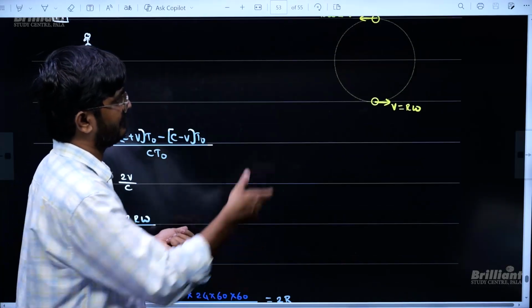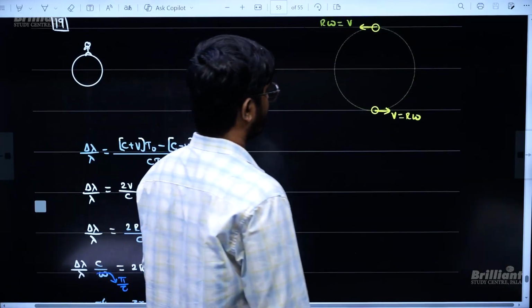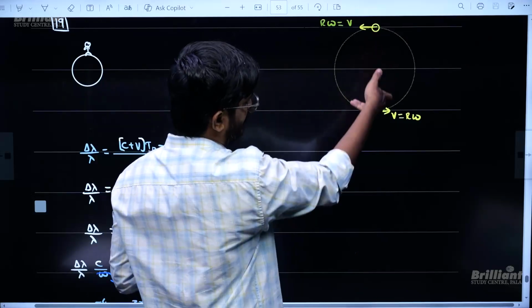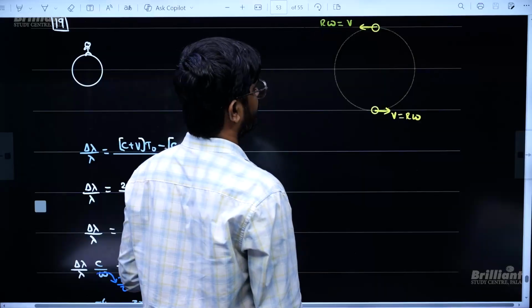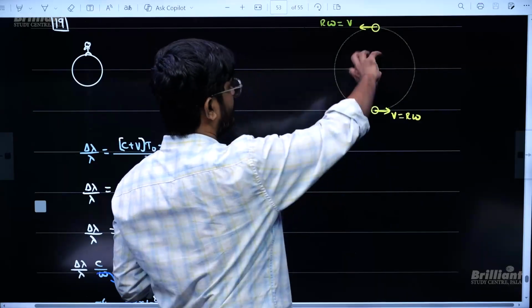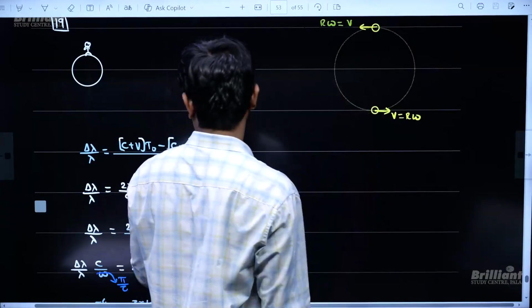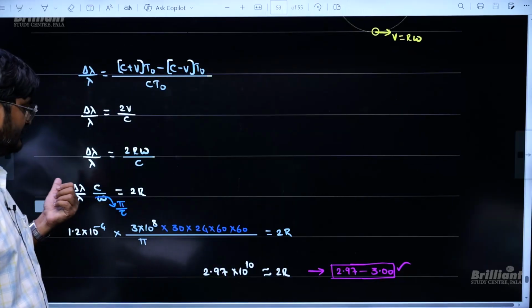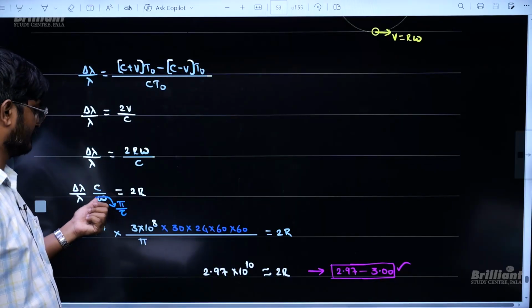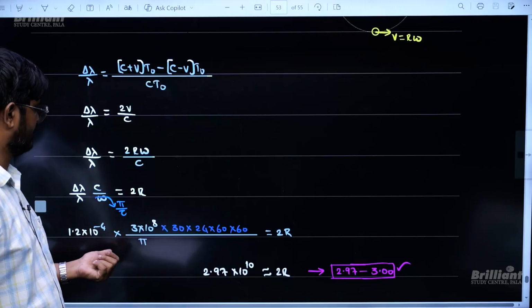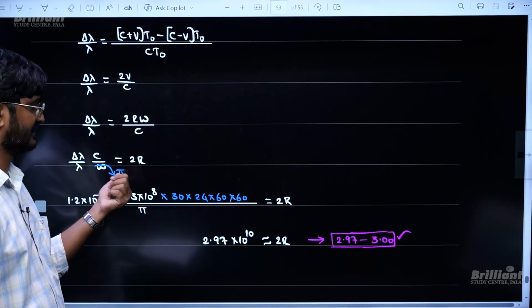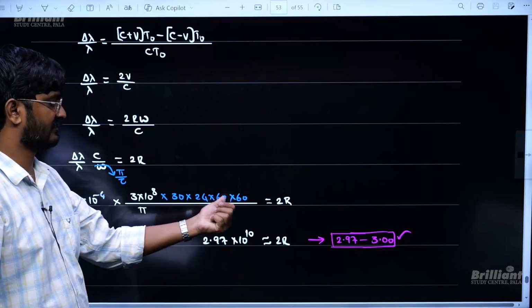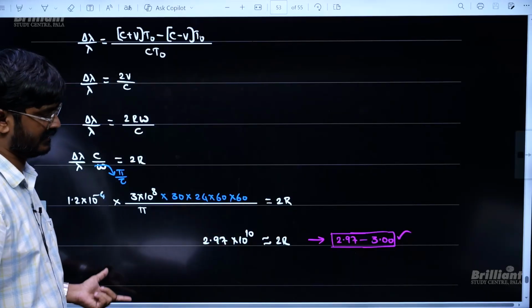They said this will happen after some time. So again this is going to happen when this goes here and this goes here. So when this rotates by 180 degrees, omega into that given time should be equal to 180 degrees. So omega is pi by that given time. Then it's the values you have to substitute. The time is 30 days, 30 into 24 hours into 60 minutes into 60 seconds, right?